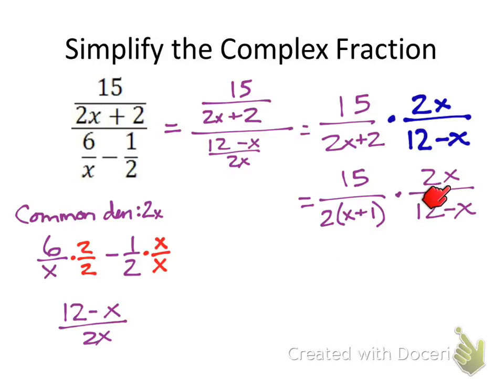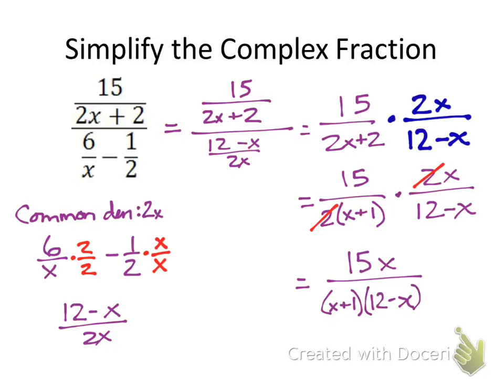Notice how this 2 is held together on both sides by multiplication. So I can undo this 2 using division. I guess I circled them and typically we just... So final answer is 15x over x plus 1 times 12 minus x. And again, I can leave that.